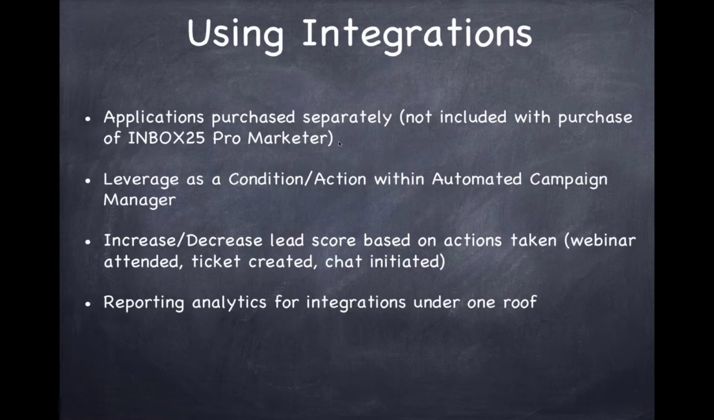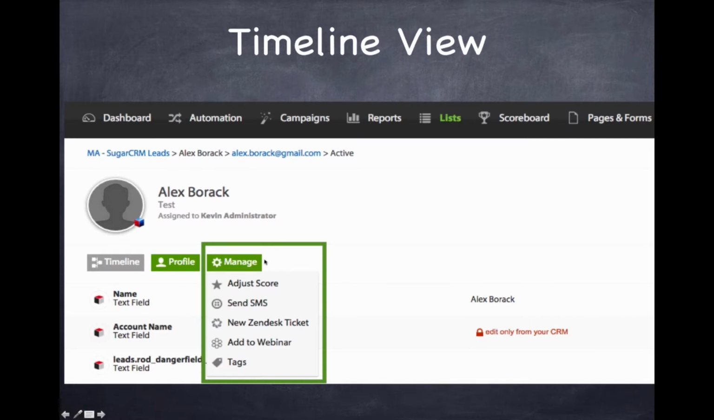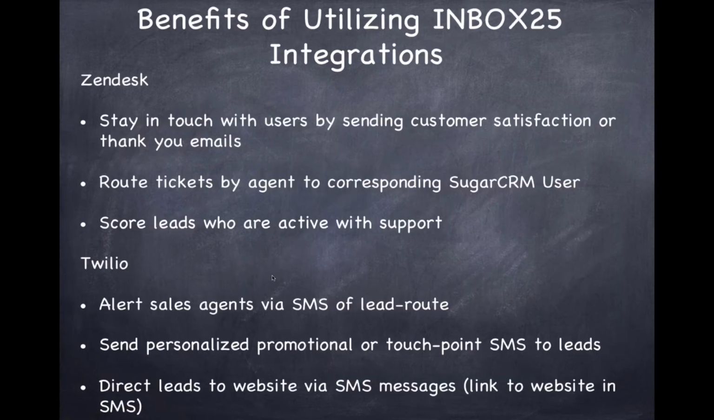For GoToWebinar, Twilio, and Zendesk, you can manually update records via our timeline report, shown here. You can enroll records into a webinar from the timeline report. You can create a ticket for them, or you can send an SMS. You can also complete these actions using our automation tool. Today, I will be highlighting some real-world examples using these integrations, as well as showcase some workflows you, the users, have come up with.